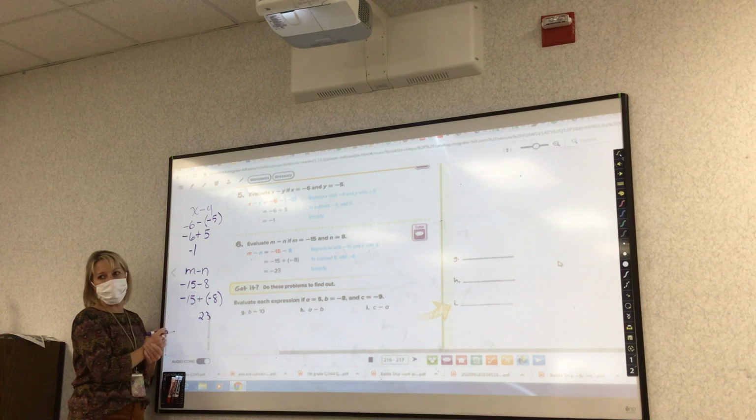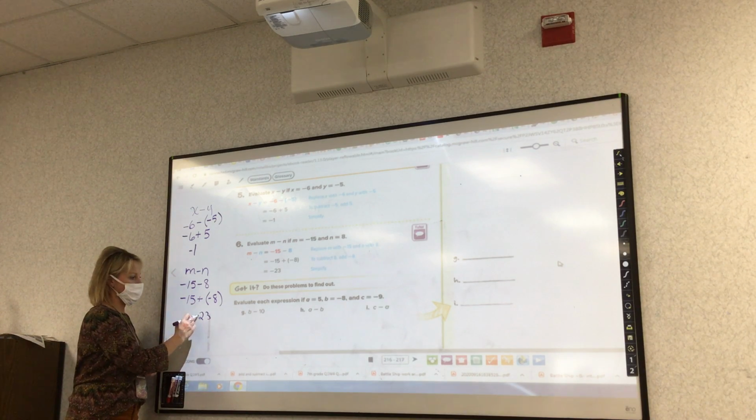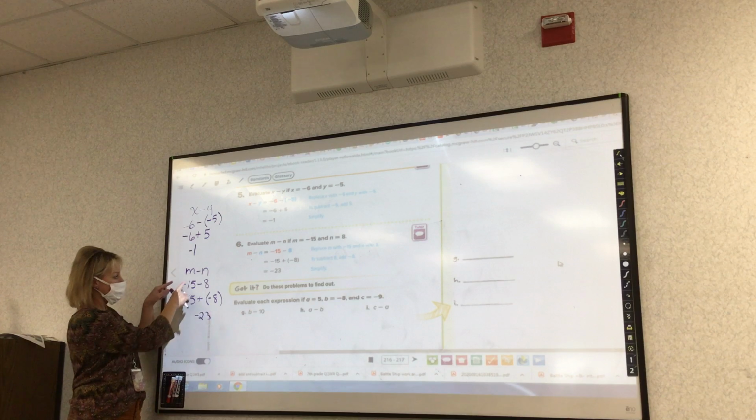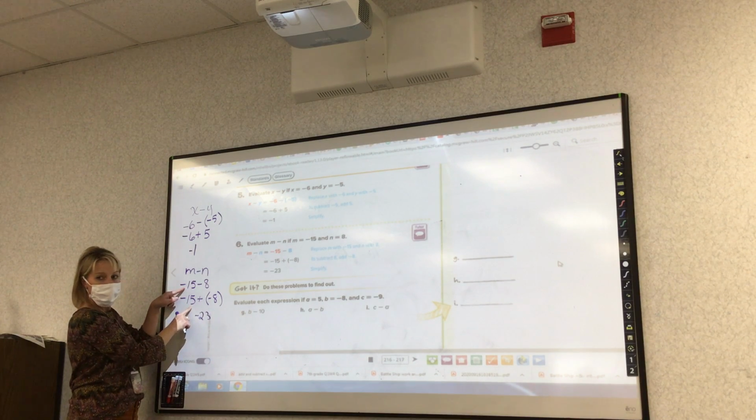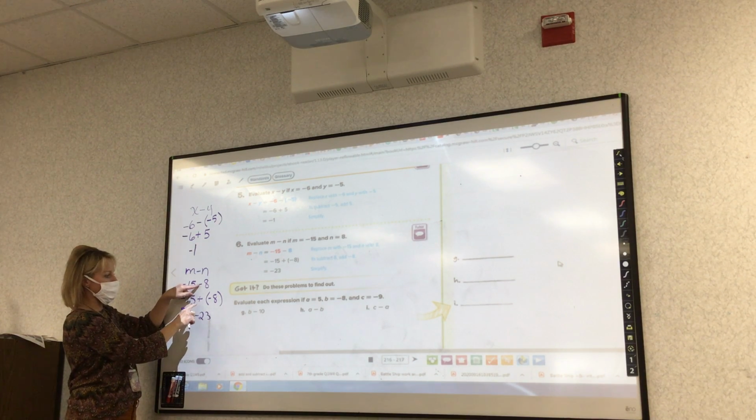And is it going to be positive or negative? Negative. Keep the negative number, change subtraction to addition.